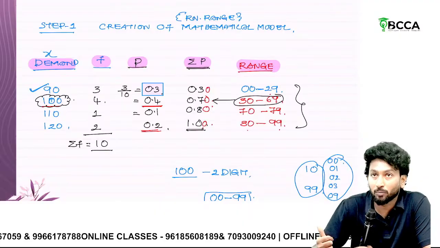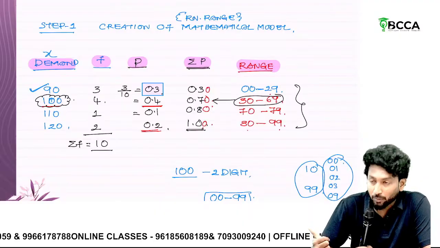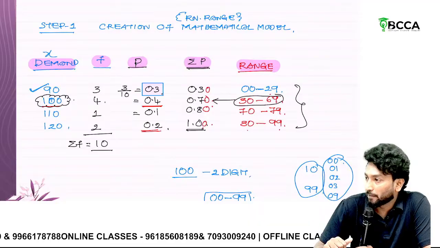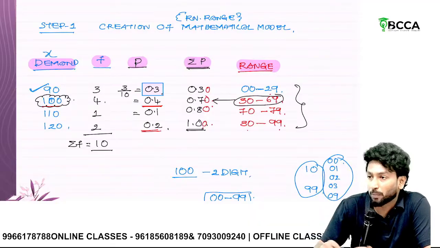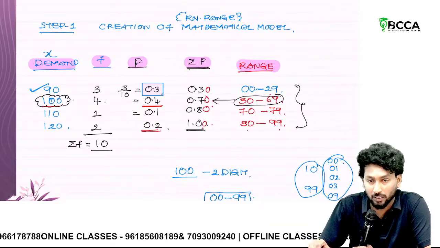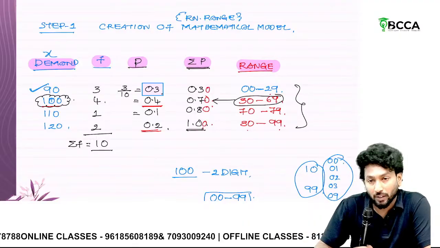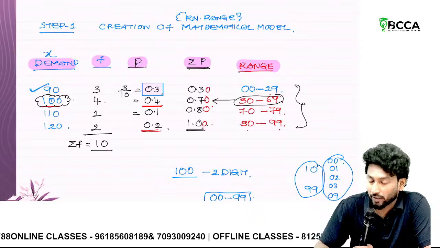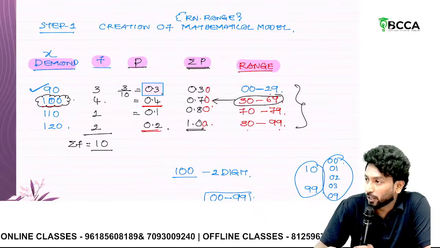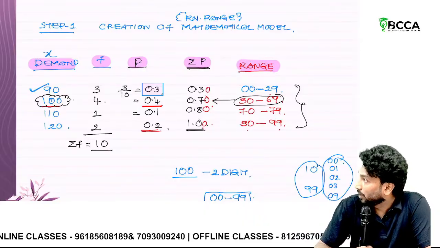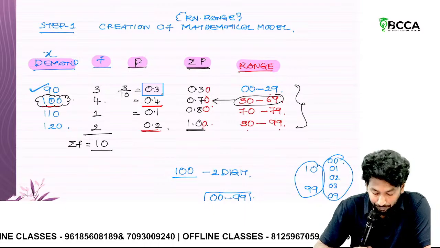Here, in the first column we take decision variables, second column frequency, third one probability. We write the probability based on frequency. What is the formula for probability? Probability is equal to frequency divided by total frequency. Next we write cumulative probability, and after cumulative probability we write the range.